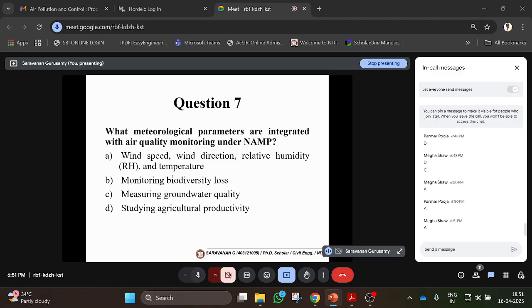Seventh question. What is the meteorological parameter that is integrated with the air quality monitoring under NAMP? Wind speed, wind direction, relative humidity and temperature. Yeah, that's correct. NAMP is related with all these meteorological parameters.